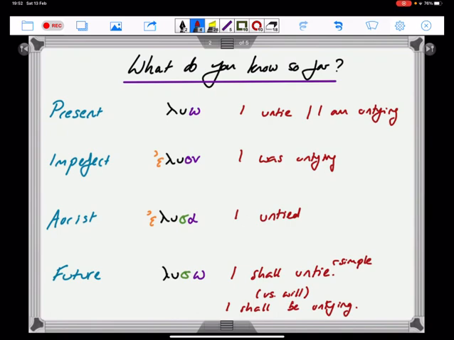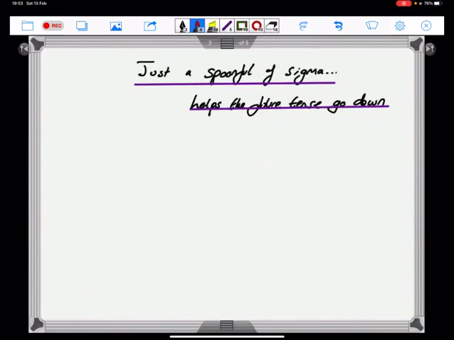So your basic structure is the future has a sigma, like the aorist, but no augment this time, and the same endings as the present. Just a spoonful of sigma helps the future tense go down. It really is that simple. So you're going to have lu, sō, in the indicative.